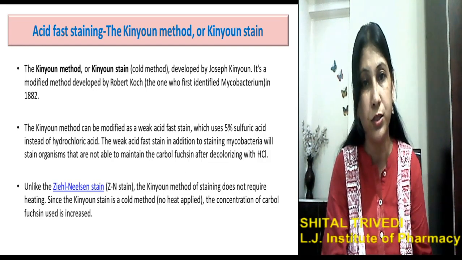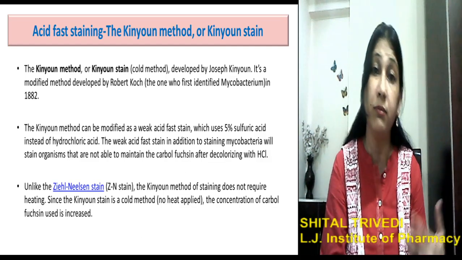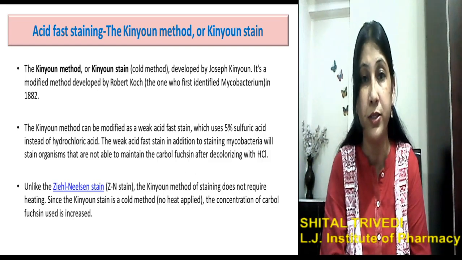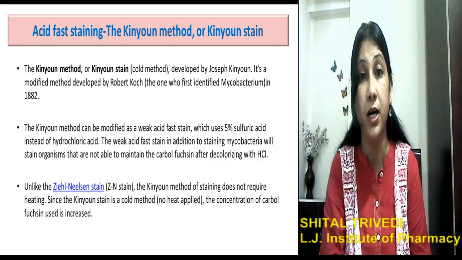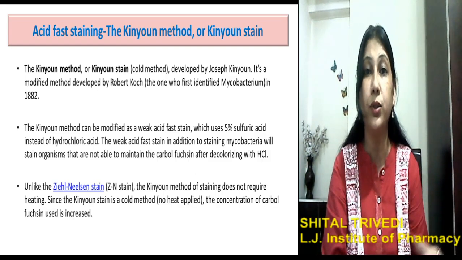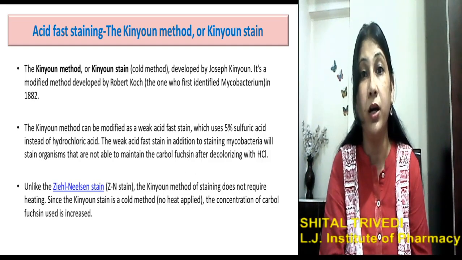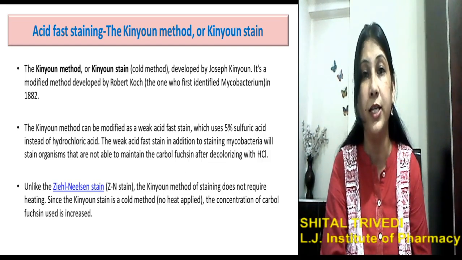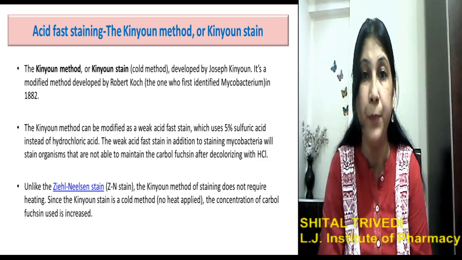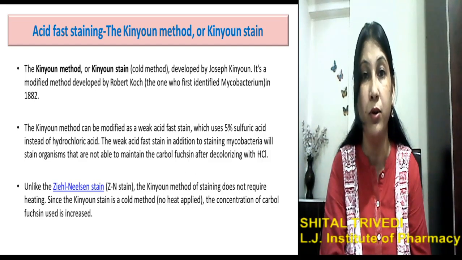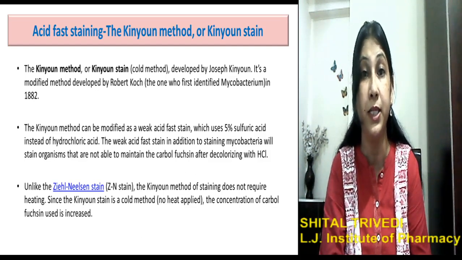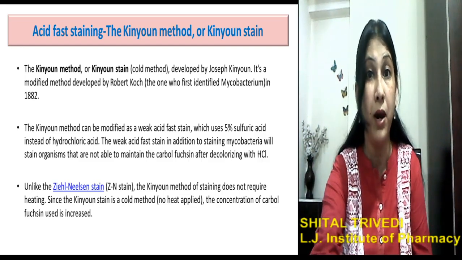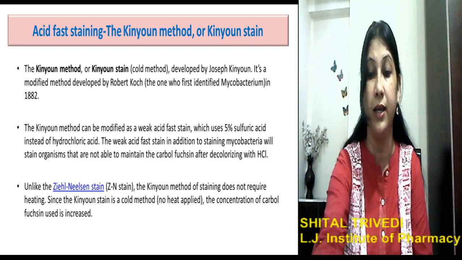This technique can also be modified as a weak acid fast stain by adding 5% sulfuric acid instead of hydrochloric acid, so that the weaker organisms of acid fast type can also retain the primary stain, that is carbol fuchsin, which will otherwise be decolorized by the hydrochloric acid. So that is all about the acid fast staining technique.